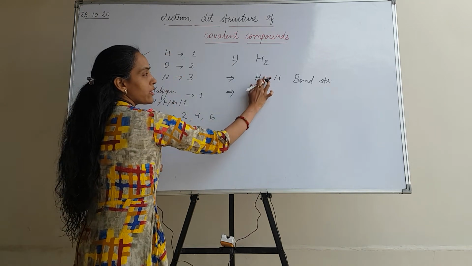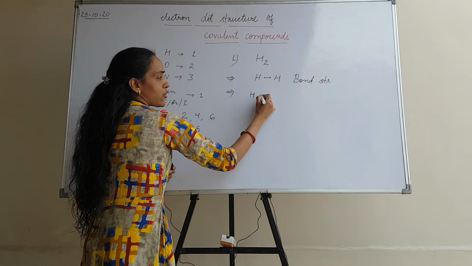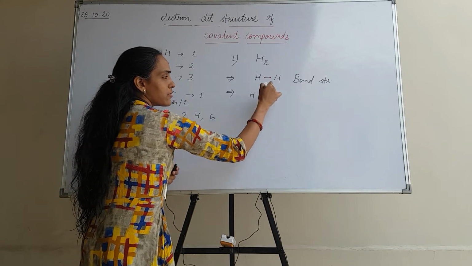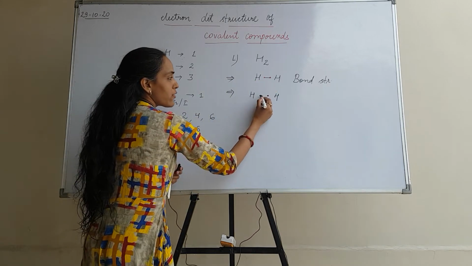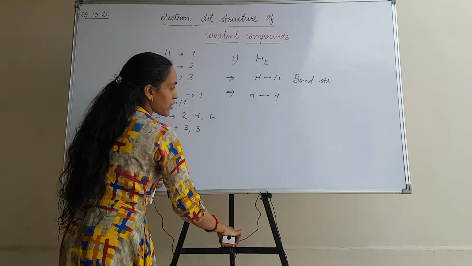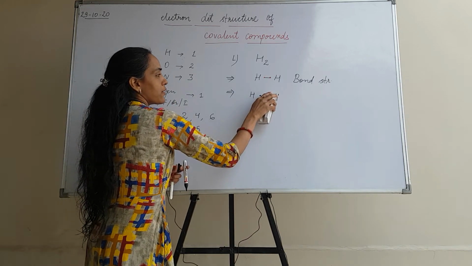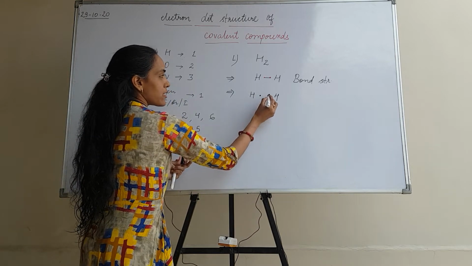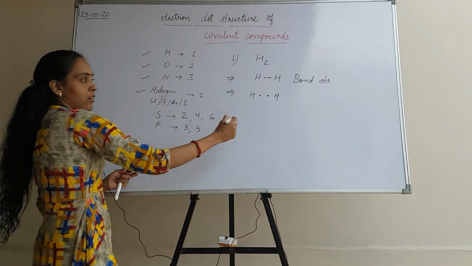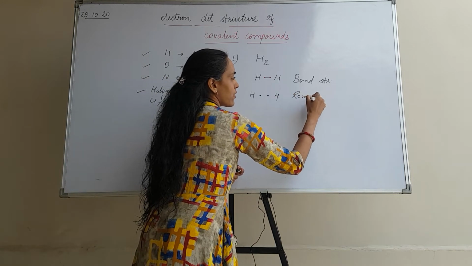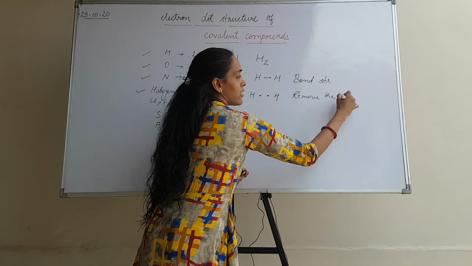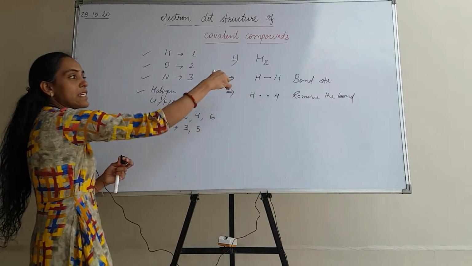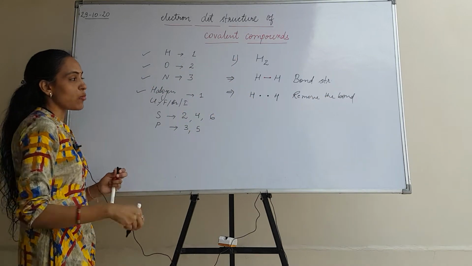So what we will do in the second step: imaginary removal of the bond. Now we are removing the bond, so the electrons will be left as they are. There was a bond and just in between we have removed the bond. So what is left there? Only 2 electrons. This is our second step: remove the bond. Imaginary, I am repeating once again, we are just erasing the bond, we are not breaking the bond.